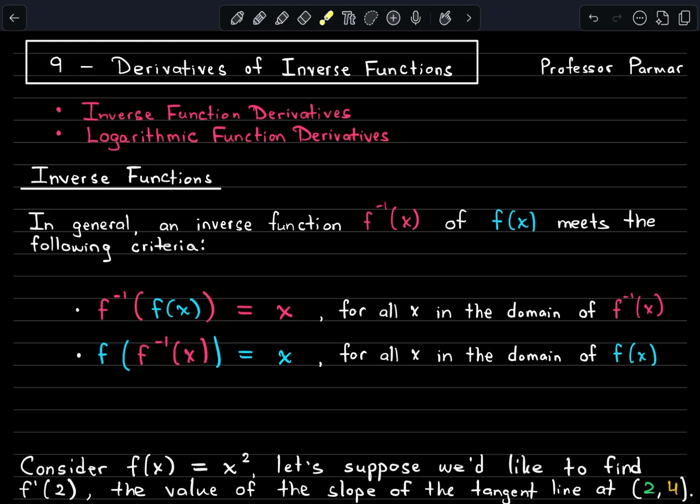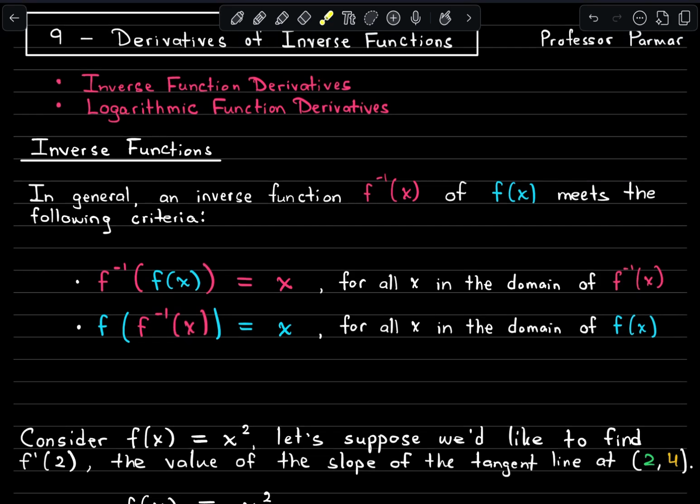Okay, and the same thing holds the other way. So if I put the inverse function of x inside f of x as an input, then that becomes my inner function, f of x is my outer function, I'm going to get back x again. So they undo each other in both ways, or from both directions. And that will be true again for all x in the domain of f of x.